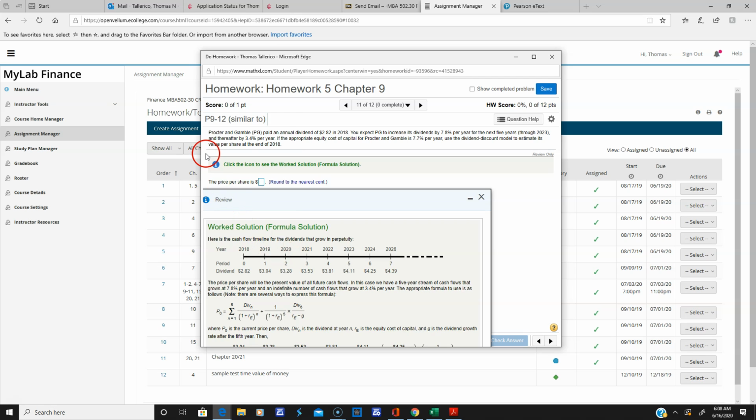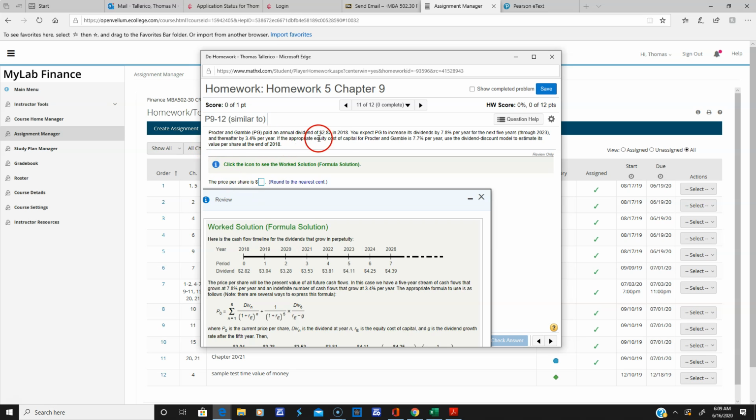And thereafter by 3.4%. All right, so I believe if you take roughly 3.4% of this, roughly 13 or 14 cents, you will get the growth for the dividends from there on. And you notice it says thereafter. So they're implying forever. See the dash here?